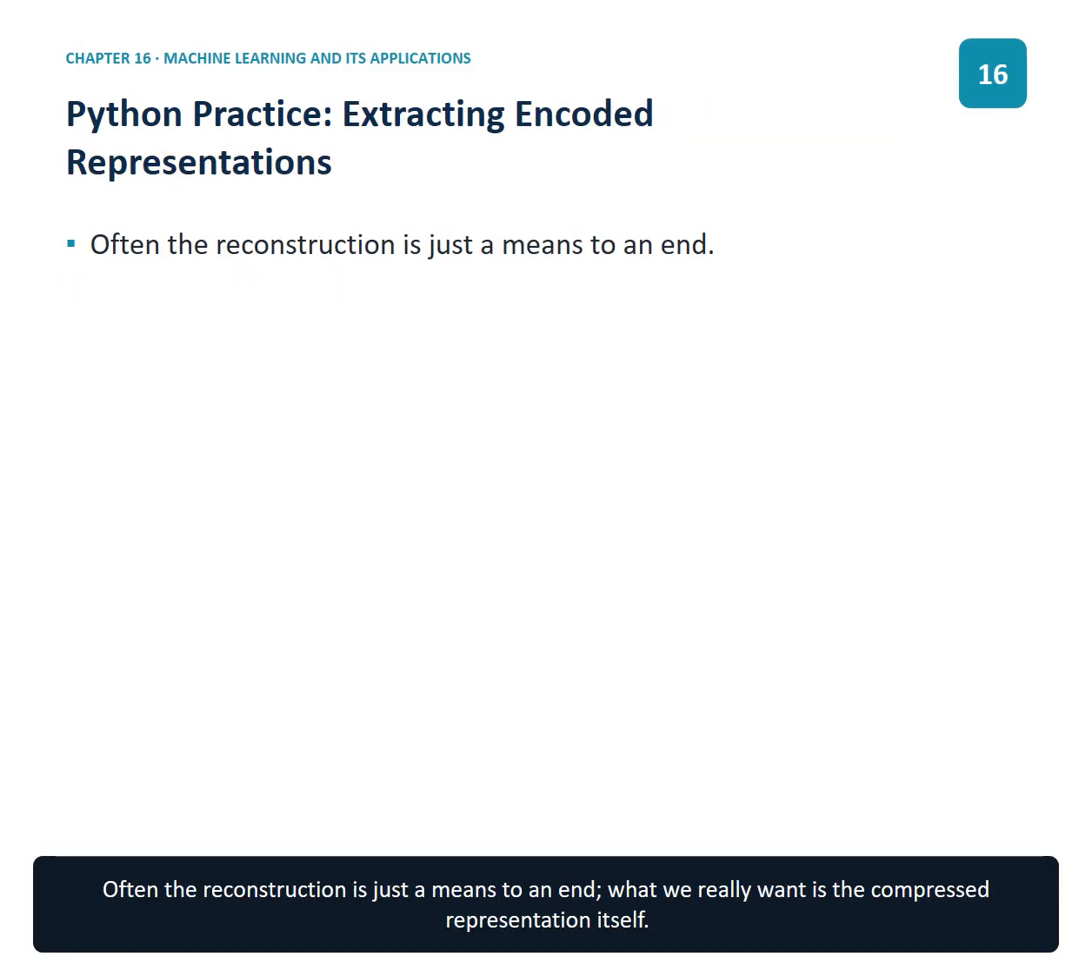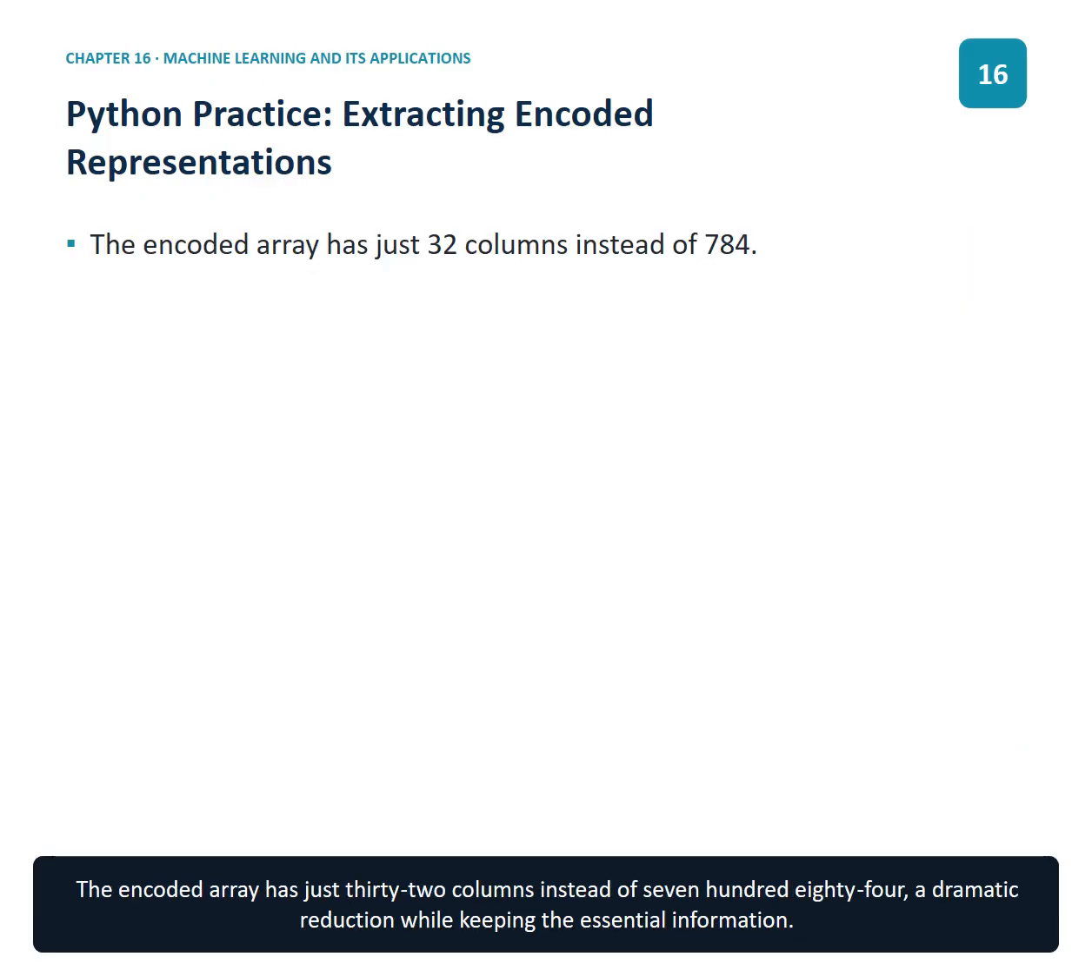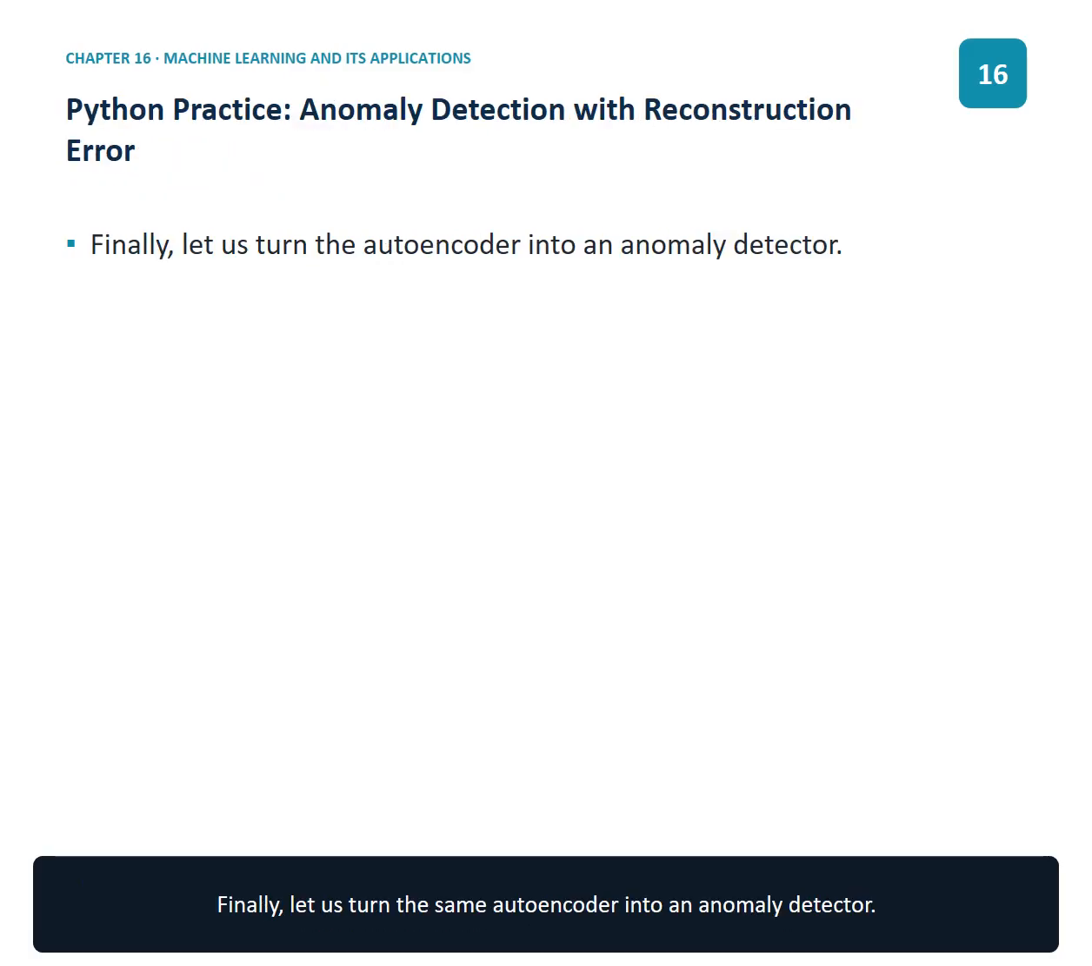Often, the reconstruction is just a means to an end. What we really want is the compressed representation itself. This code builds a smaller model that outputs only the bottleneck code, then runs the test images through it to produce their compressed encodings. The encoded array has just 32 columns instead of 784, a dramatic reduction while keeping the essential information. Finally, let us turn the same autoencoder into an anomaly detector.